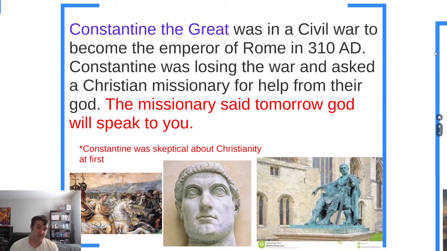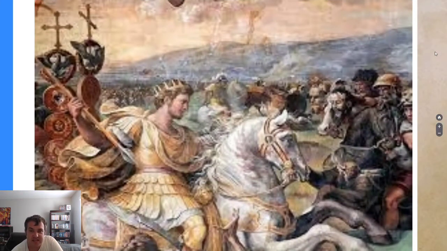So his missionary friend said, pray to the God of Jesus Christ, ask him for help, and tomorrow God will send you a sign. So Constantine was really skeptical about it. He's like, all right, fine. In the middle of the night, he prays. He asks the Christian God for help. Says if he sends help, he'll become a Christian. And sure enough, the next day, help comes. So there you go.